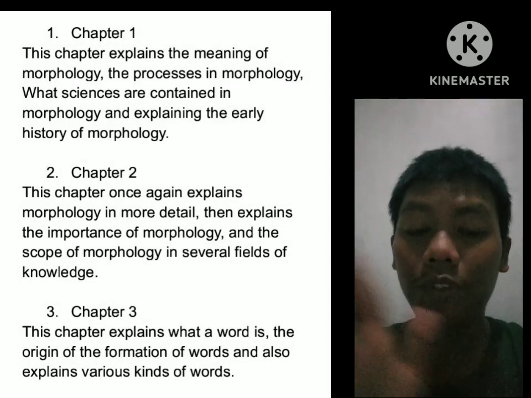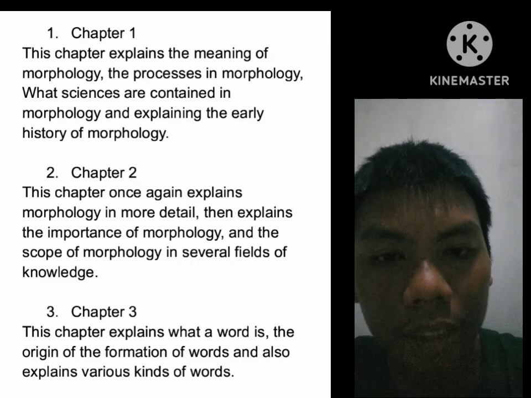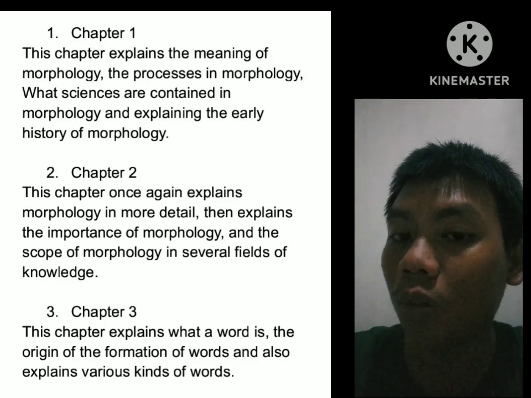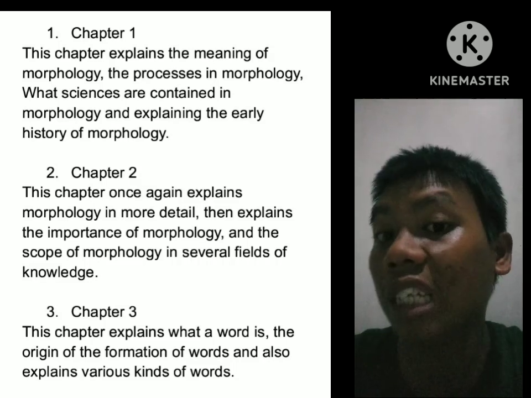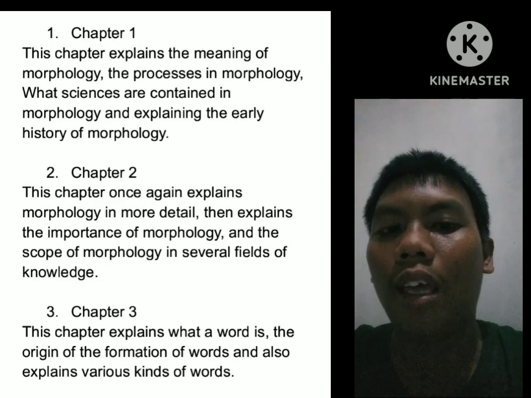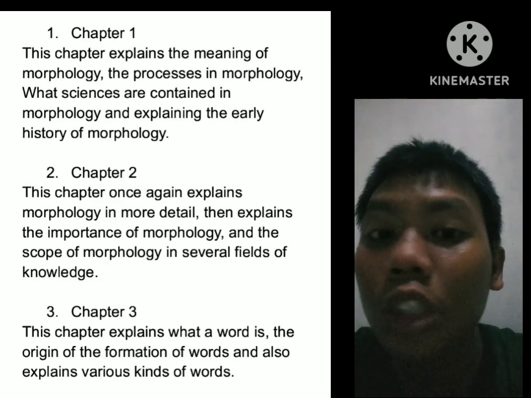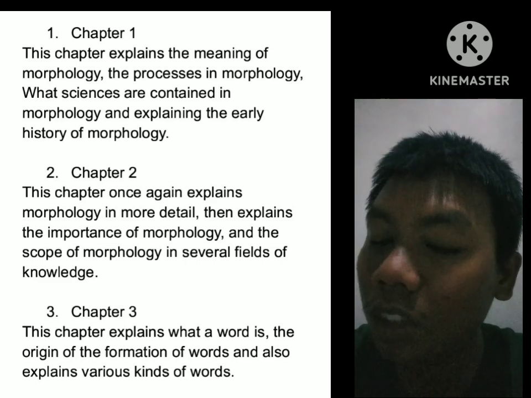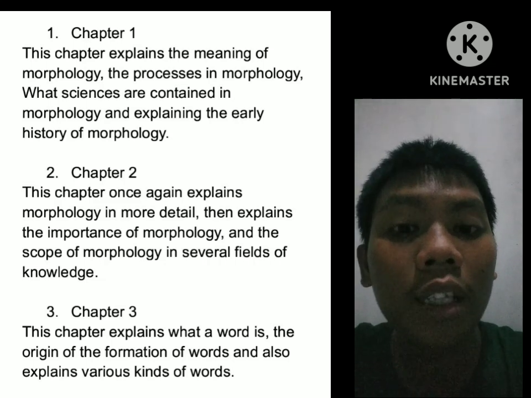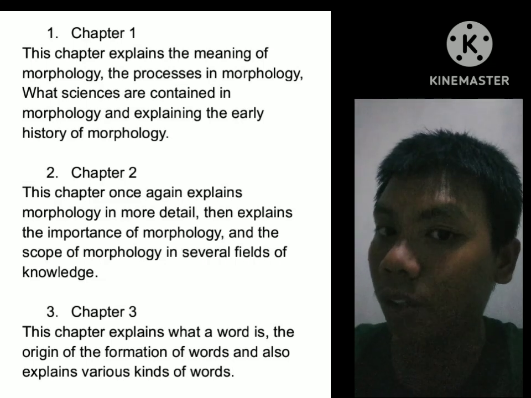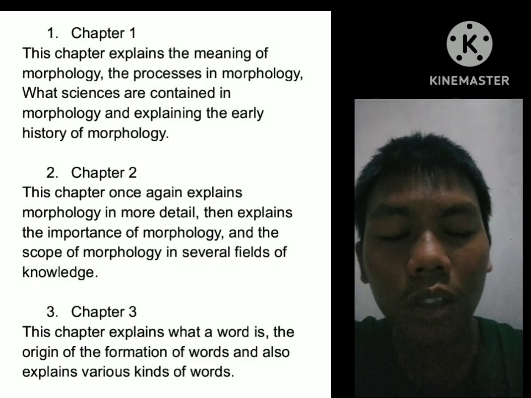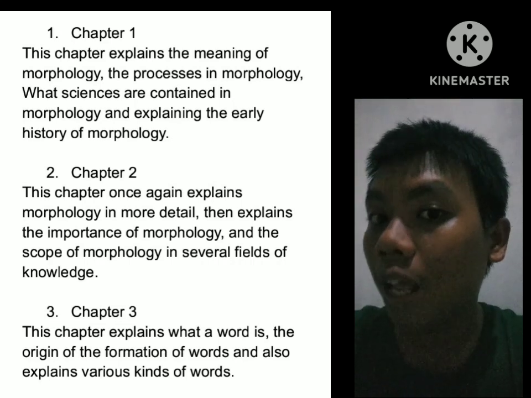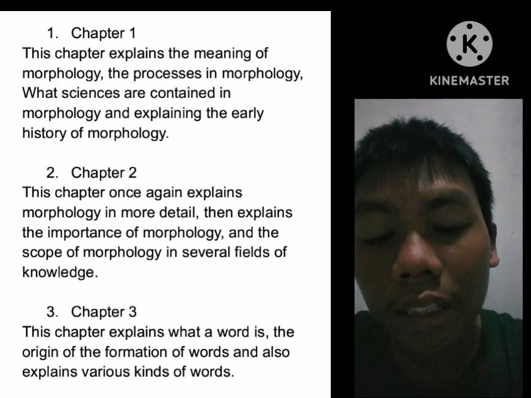Okay, as all of you can see in the pictures, I already summarized the book. Chapter 1 is filled with the explanation about the history of morphology, the second one is the scope of morphology, and chapter 3 explains the definition of a word. It's a very useful book, because as a student like me, it really helps me to know what morphology is.